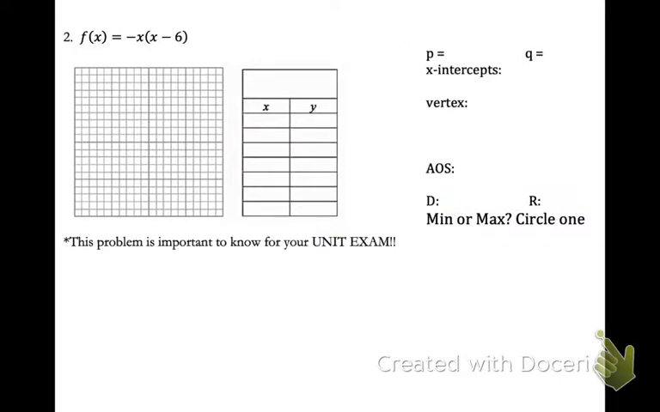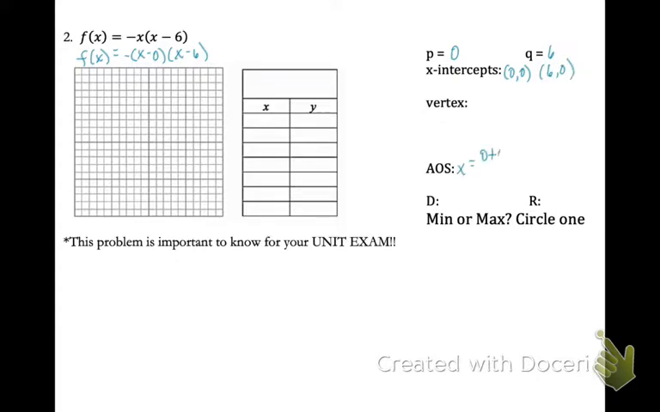All right, number 2 is a little different. And so this is very important for you to know for your unit exam. I'm going to rewrite this equation, putting in that second set of parentheses that we're used to seeing. So it will be f of x equals, I leave the negative out front, and then I put in x minus 0. So I have placed in a 0. Now you should be able to easily see what your p and your q values are, 0 and positive 6. So our x-intercepts will be at (0, 0) and (6, 0).